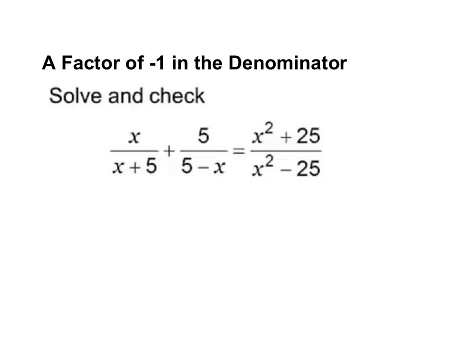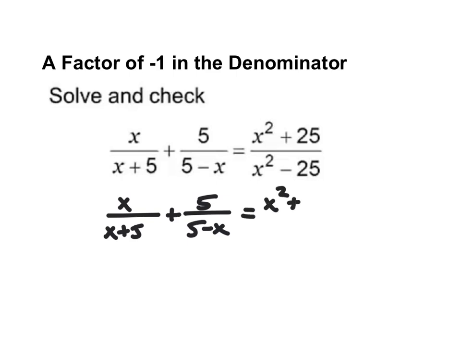So watch what I do here. Let me rewrite this as x over x plus 5 plus 5 over 5 minus x, and this is equal to x squared plus 25. Now the cool thing about my denominator here is that this factors. This is the difference of squares, so this is going to factor out to x plus 5 times x minus 5.